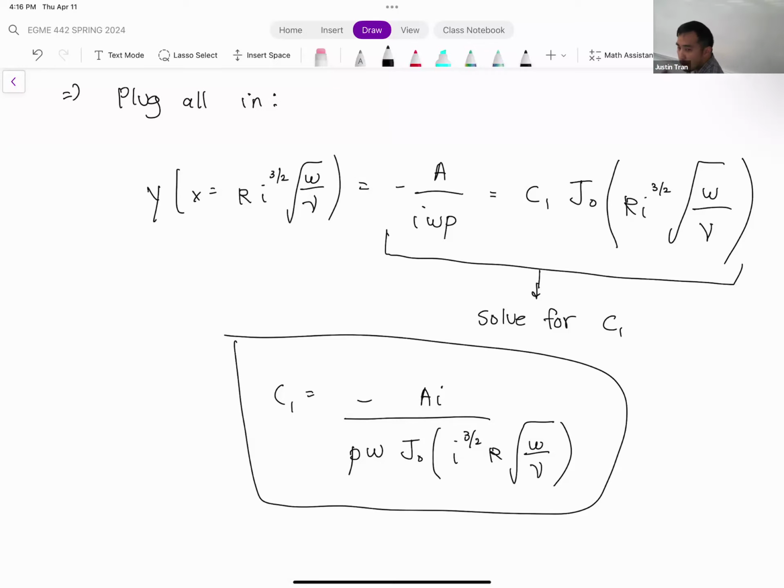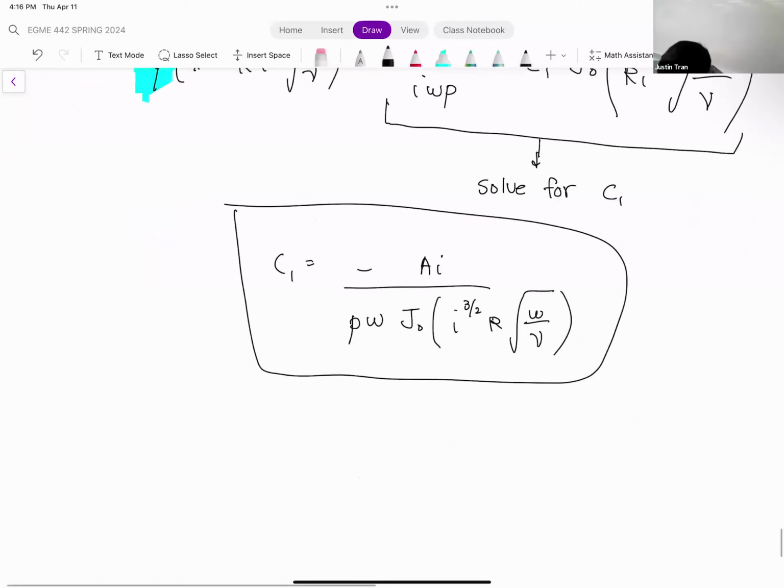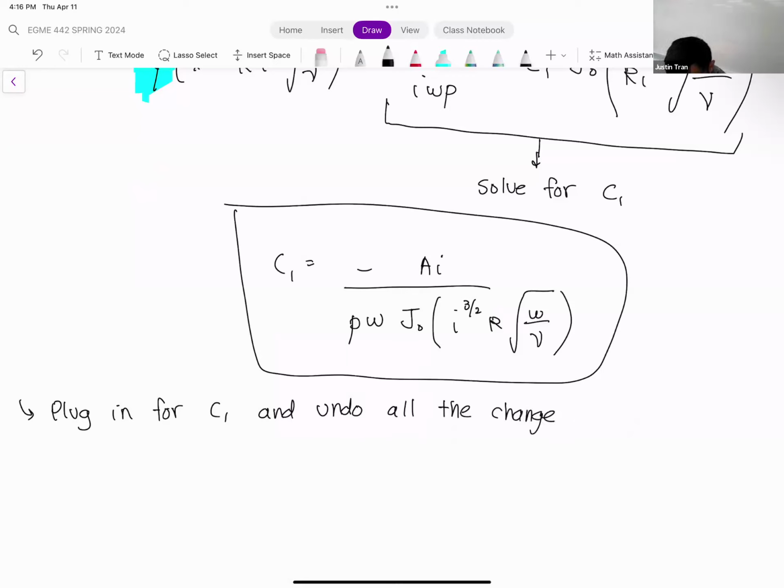And then we're going to undo all of the other change of variables, right? Because we used this function y just as a convenient thing to help us solve the equation. But ultimately, what we want is a solution for uz, right? So let's plug in for C1 and undo all the change of variables to obtain our velocity distribution uz. Okay, so it's going to be uz as a function of r and t.